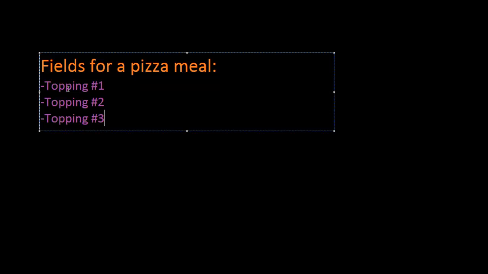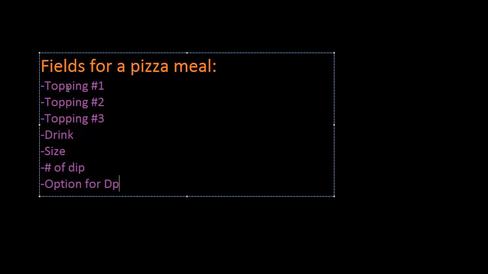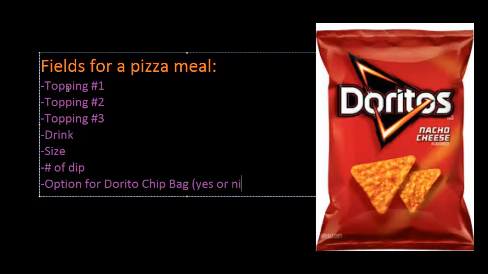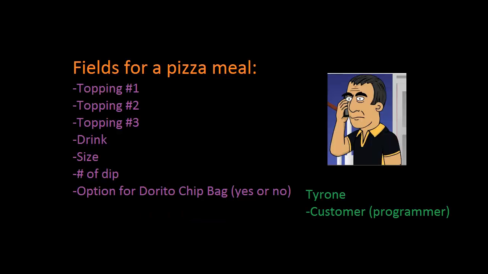Okay, I think it's time we create an object. Let's create a pizza object. So for our pizza meal, the fields that we will have are topping number 1, topping number 2, topping number 3, the drink they want, what size they want, the number of dips they want, and an option for a Dorito chip bag. So we could think of Tyrone as the user of the program that was created by the pizza store, and when he is making an order for a pizza meal, he's calling the constructor that was created in the program, just like how he would call the pizza store to get an order.